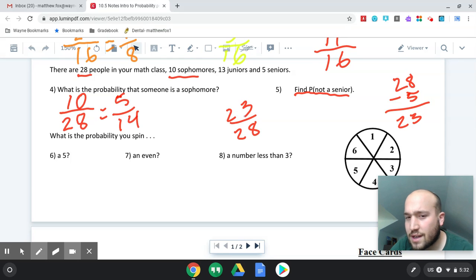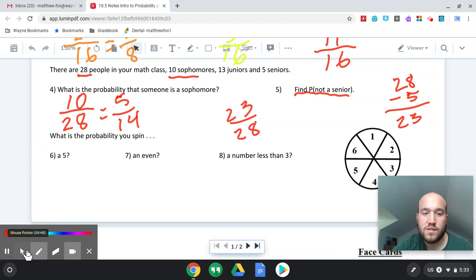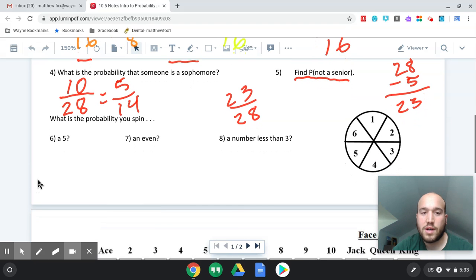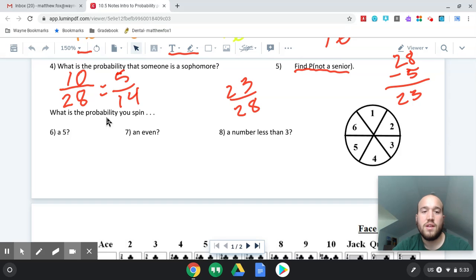Okay, we have to double check, can that be reduced? 23 is a prime number, meaning the only thing that goes into it is 1 and 23. And neither of those, well, 1 would go into 28, but that doesn't help us. Okay, so now, your final section here, we got 3 problems, and it says, what's the probability that you spin?